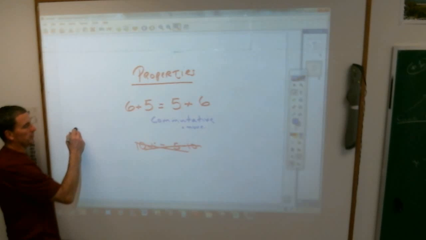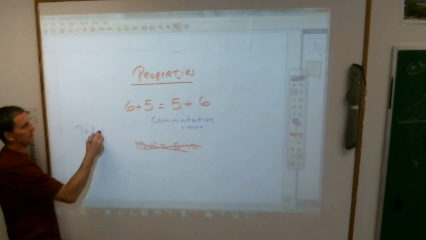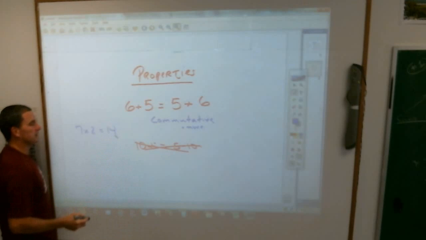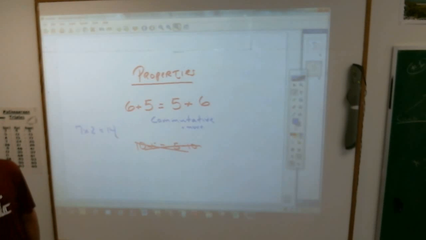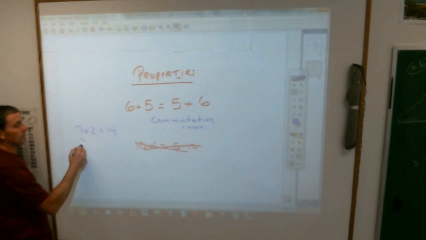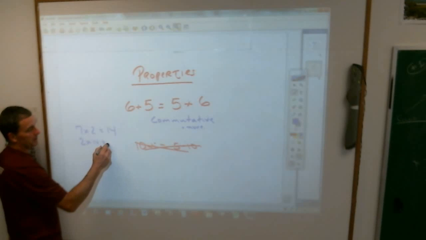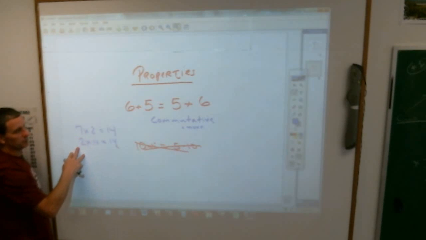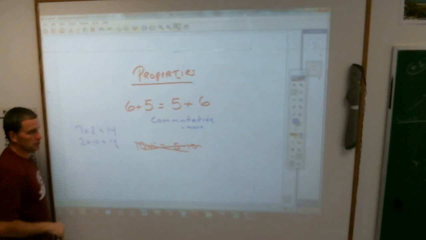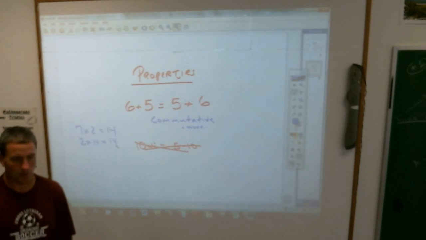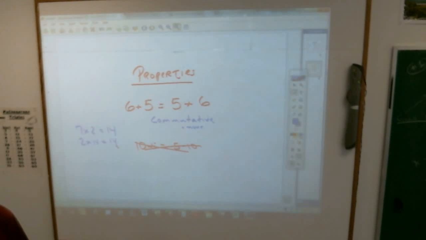That's why when you learn one fact, when you learn that 7 times 2 is 14, not only do you know that, but you also know that 2 times 7 is 14. That is because of the commutative property of both addition and multiplication. You can flip them around, it doesn't matter the order in which you multiply.